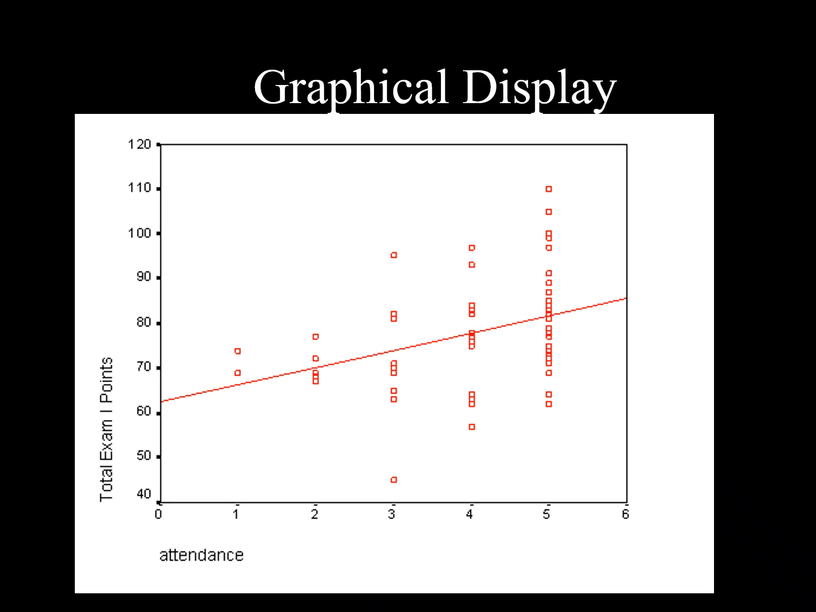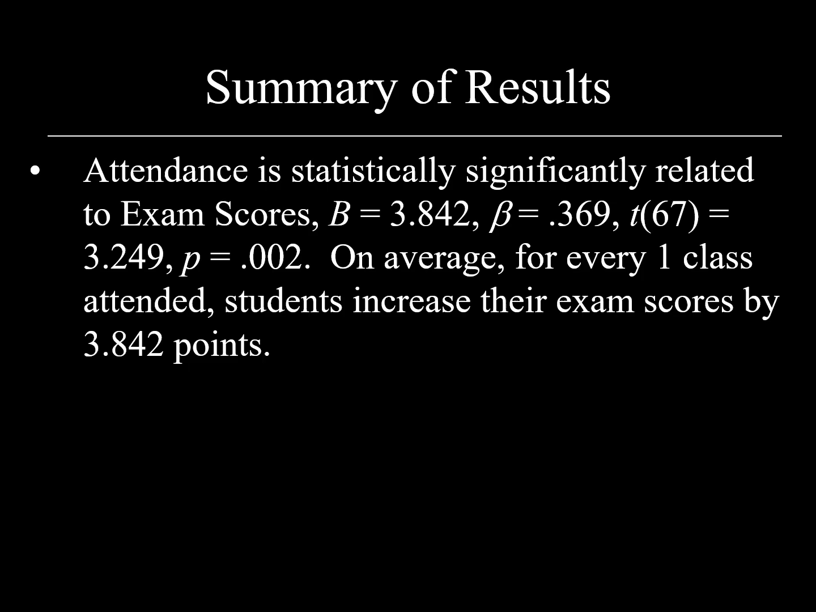And we also start to see that there are people on the line, but their error, both above and below, increases as more and more people are attending. Most people attended all 5 weeks. So how would we report this?